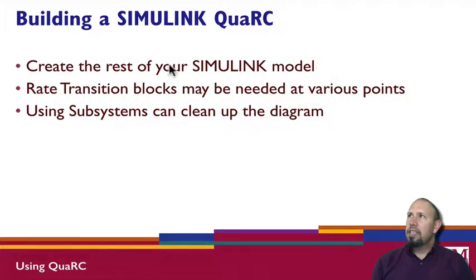So in creating a Simulink QuaRC model, again, you would create the rest of your Simulink model, and you may need to use rate transition blocks at various points. And you will actually see where you need to do these. If you need to do them, you will see where to do them when you actually build, because it'll tell you that there's an error. Okay, it'll tell you that you need a rate transition block between this block and this block. And again, I use subsystems to help clean up the diagram.